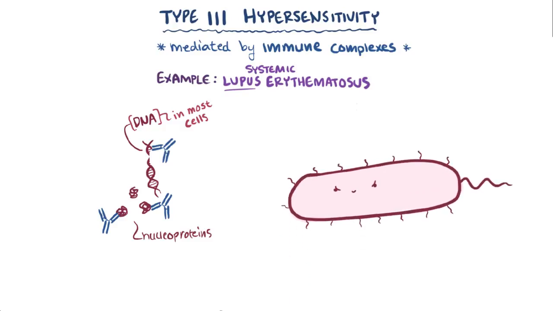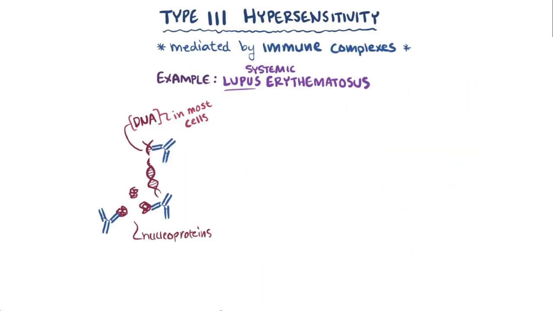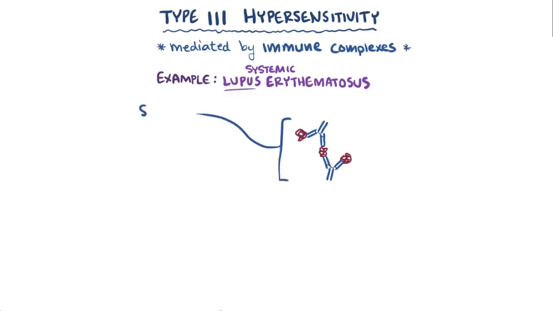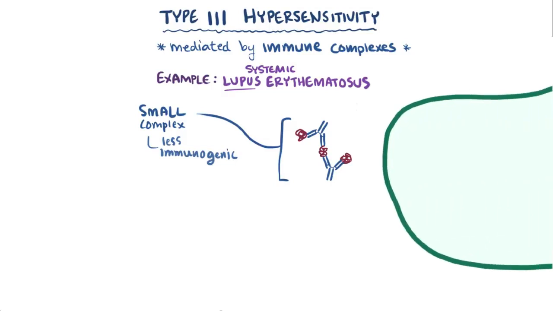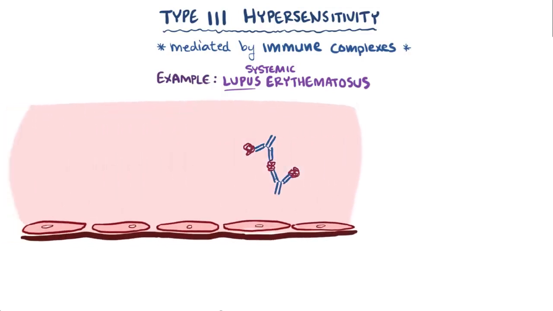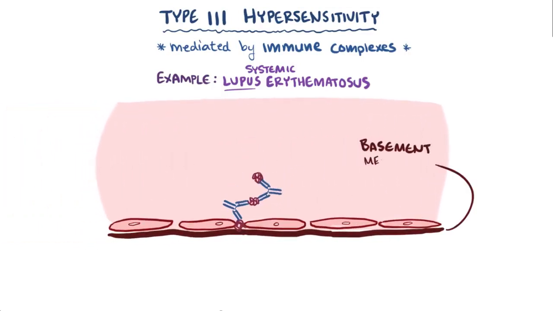Now, if this were an infection, there'd be a lot of antibodies surrounding a large single microbe, which marks it for destruction by macrophages and other phagocytes. But in this case, the antibodies are trying to bind to a small, soluble antigen, and there might be lots of antigen relative to the number of antibodies. Small antigen-antibody complexes are less immunogenic, meaning they're less attractive to macrophages, and they don't get removed from the bloodstream as quickly. As a result, the immune complexes float around in the blood longer, and typically make their way into the basement membrane layer of various blood vessels.